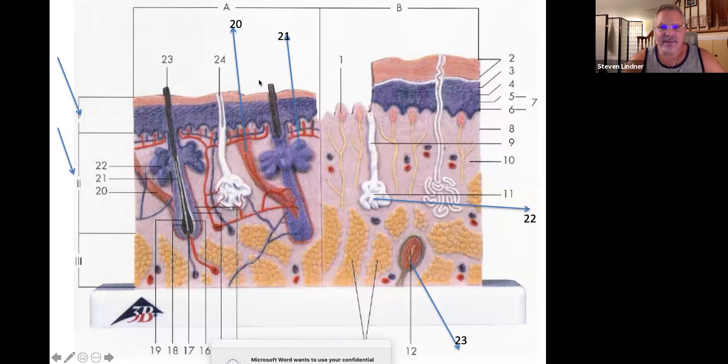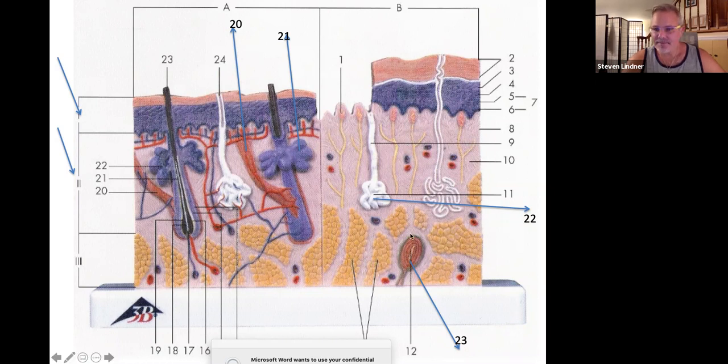Okay, let's look at number 20. What is this right here? Number 20. Erector pili. What's 21? Right here, what's 21? Sudoriferous gland, which is the oil gland. What's 22? I'm sorry, my bad. Let me go back. Hold on. Sebaceous gland, your oil gland, sebaceous gland, not sudoriferous, sebaceous. What is 22? I gave it away. Sudoriferous, which is your sweat gland.